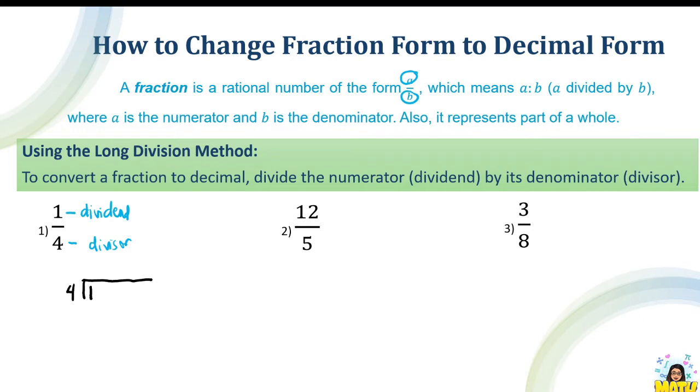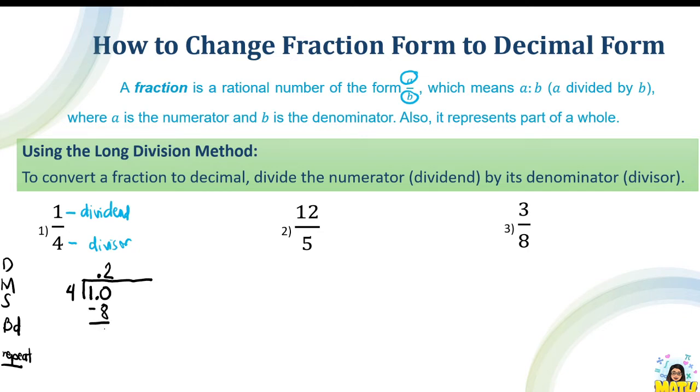And remember the rule in the long division method, we have DMS BD: divide, multiply, subtract, bring down. And of course, repeat the process if needed. So here, 1 divided by 4 cannot be. So we need to add 0 after 1, but of course, do not forget to put first the decimal point. Since may decimal point tayo dito, automatically lalagyan din natin ito sa taas or sa quotient. So here, 10 divided by 4 is 2. Next is to multiply. 2 times 4 is 8.